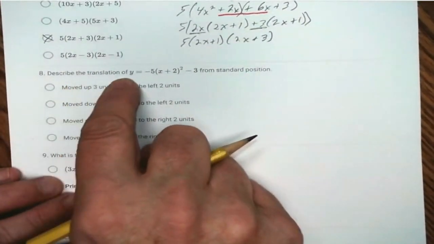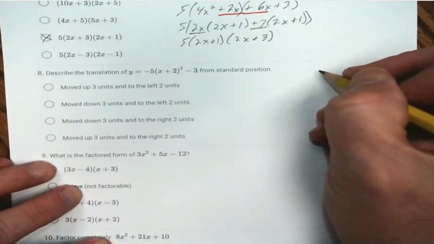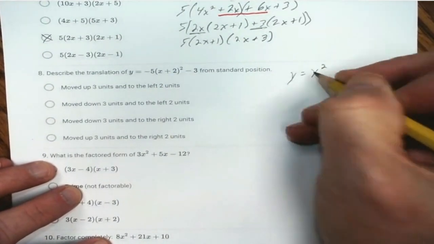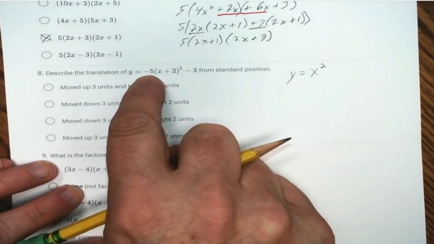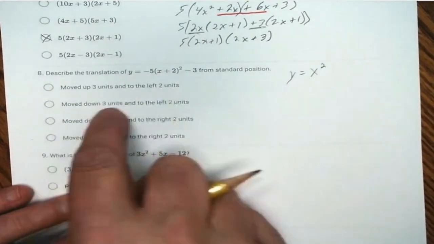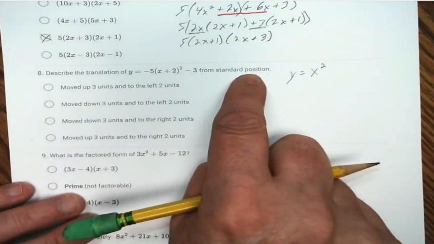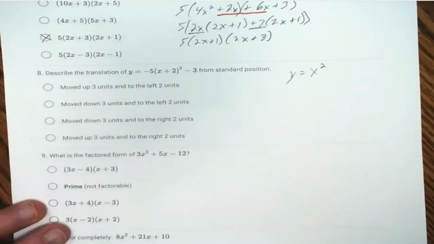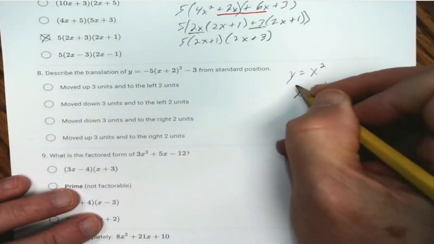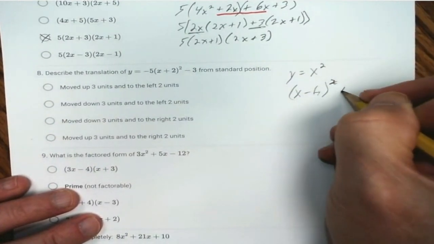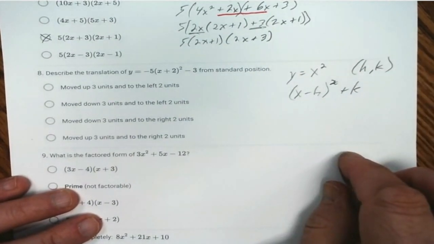All right, describe the translation as y equals negative 5 times x plus 2 squared minus 3 from the standard position. Well, the standard position would just be y equals x squared, right? So what's happened? Well, we know it's going downward and it's being skinnier because of the negative 5, but it doesn't care about that. It just wants to know how it changed position, not how it changed shape. This is how it changed shape. So x plus 2, well, it's x minus h squared plus k, right? Where h, k is the vertex.